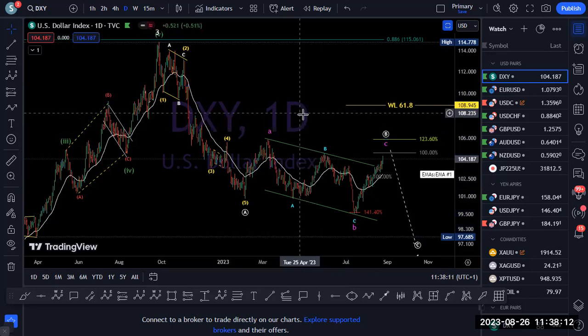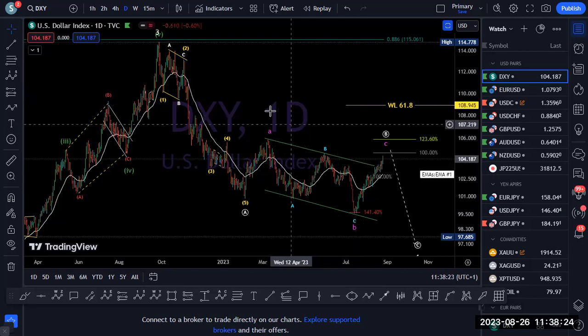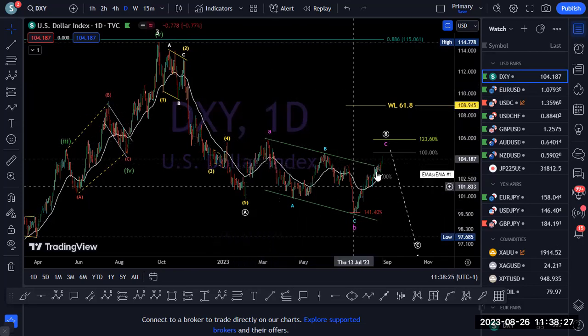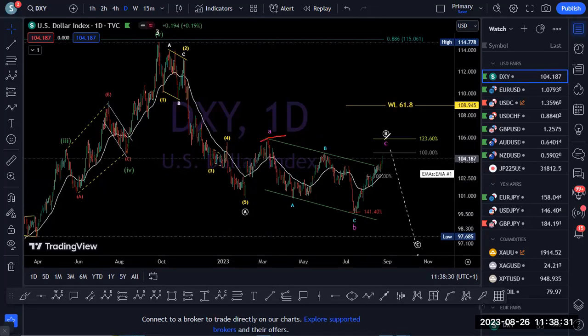Okay, let's start. DXY. As I said last week or previous weeks, I'm expecting either a running flat or an expanding flat. If it ends below this peak, it is a running flat. If it goes above it, then it becomes an expanding flat. That is for wave B. So for now, you can't forecast an expanding flat or running flat. You keep watching the market to know how it goes.